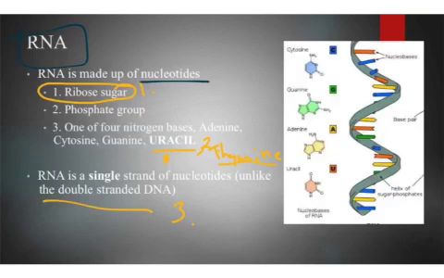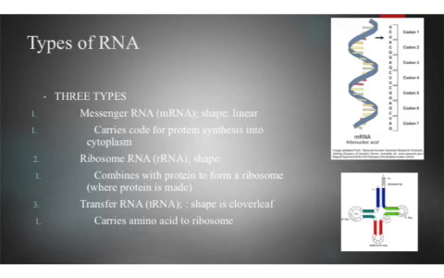So we can see this is like half of a spiral staircase here, and we've got our C's, our G's, our A's, and then our difference, our U. There are 3 types of RNA. Messenger RNA is the most common one that you'll hear about. Messenger RNA has a linear shape, and it carries the code for protein synthesis into the cytoplasm. And this is actually an exact copy. Sorry, it's a complementary copy. So I apologize, it's a complementary copy of DNA.